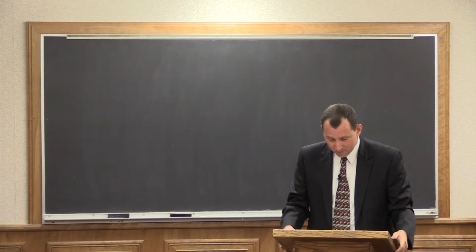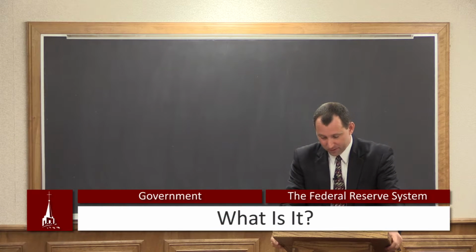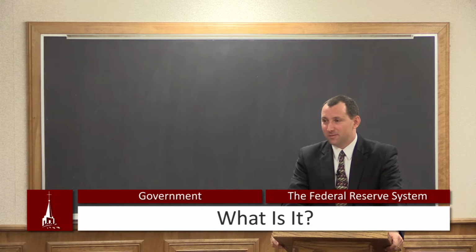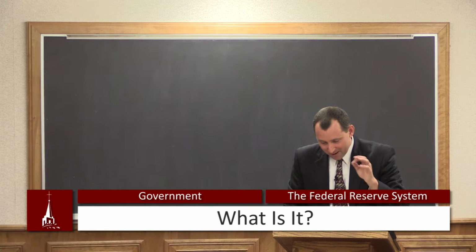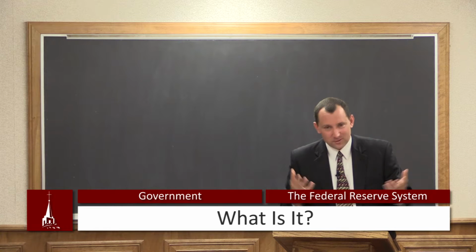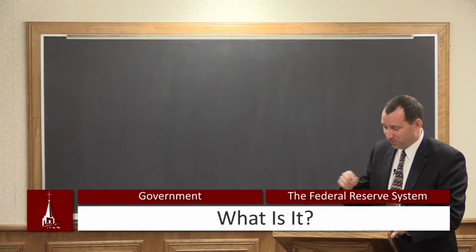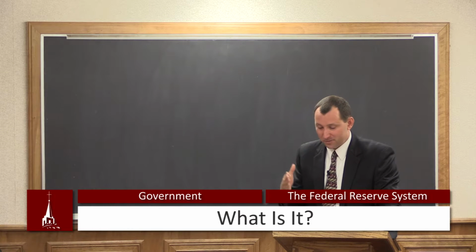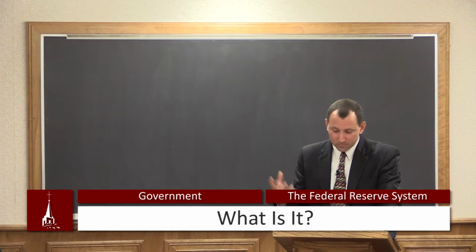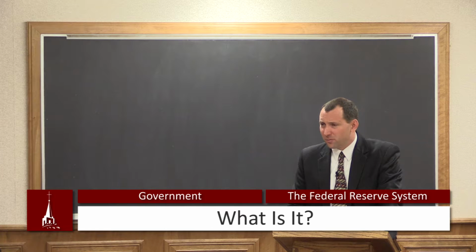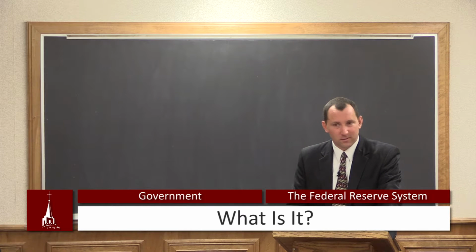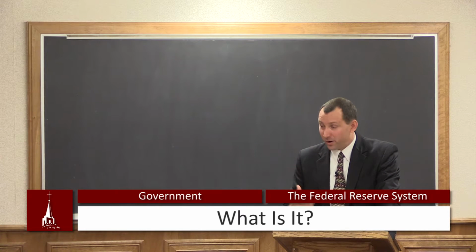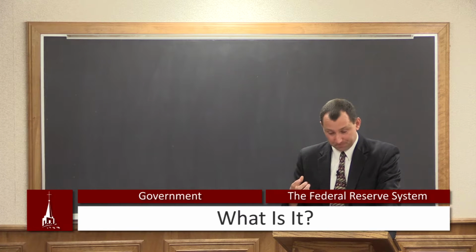So, okay, what is it? This is just my own definition. I've got a couple of points here for us to think about. Basically, it's a central banking system established in 1913. Maybe I should define a central banking system. We hear that word, but don't know what it means. It's a government-organized banking system.